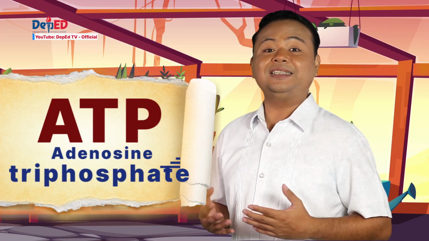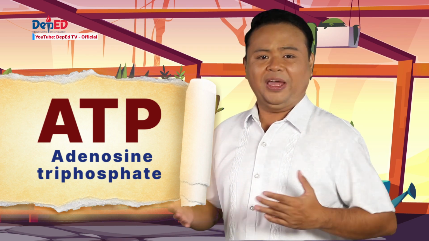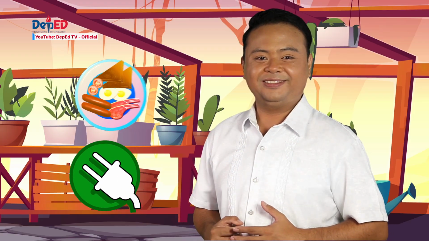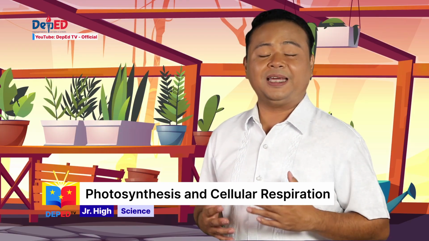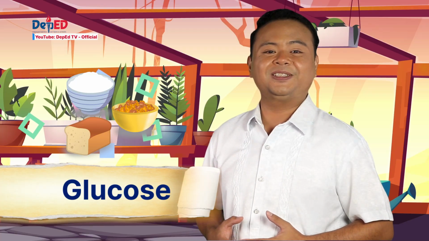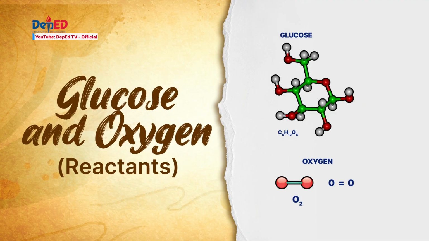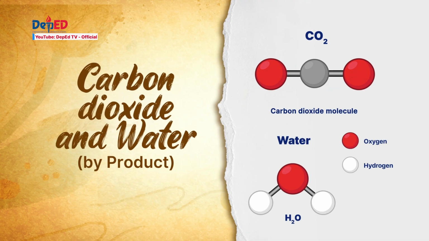It is the molecule called ATP, or adenosine triphosphate. There is a process that our cells go through to provide themselves with power. The process is called cellular respiration. It is how we derive energy from the food that we eat. Most of the food that we eat, like rice, bread, cereals, and many more, turns into glucose. Cellular respiration requires glucose and oxygen to produce energy, while carbon dioxide and water are the byproducts.